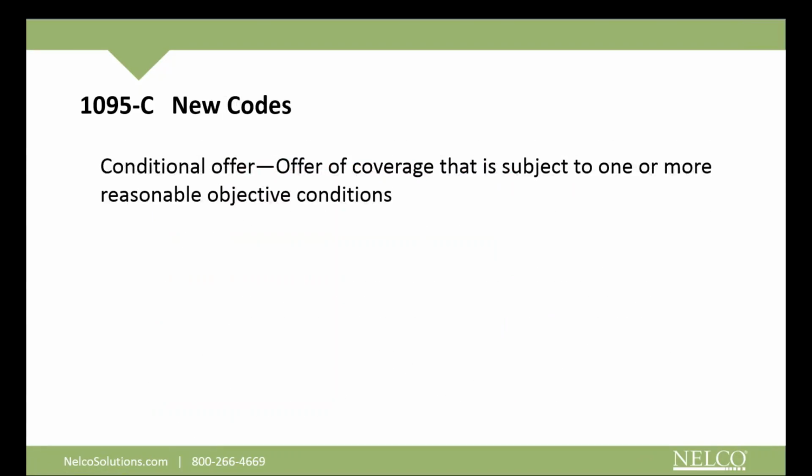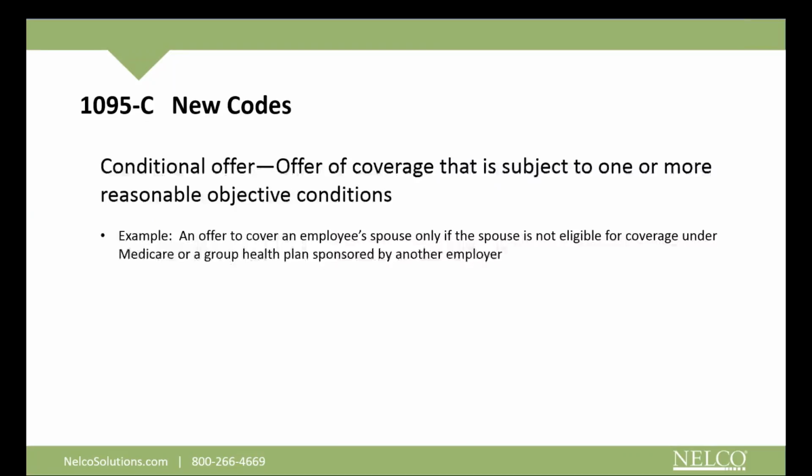So let's talk about some things that have changed. Let's talk about those conditional coverages that we talked about in line 14. A conditional coverage is an offer of coverage that is subject to one or more reasonable objective conditions. So for example, an offer of coverage to an employee's spouse only if the spouse is not eligible for coverage under Medicare or a group health plan sponsored by another employer.